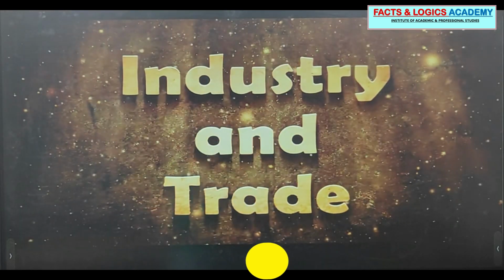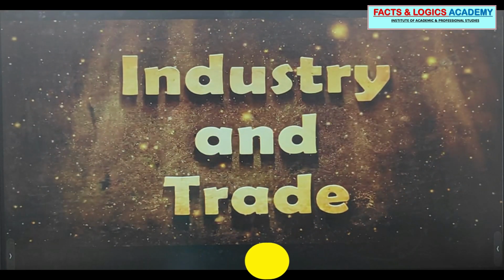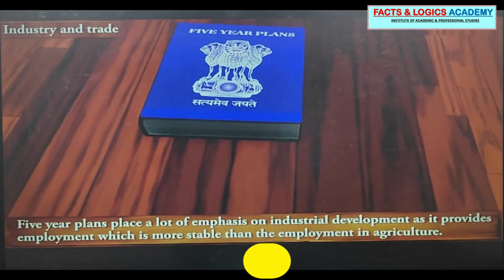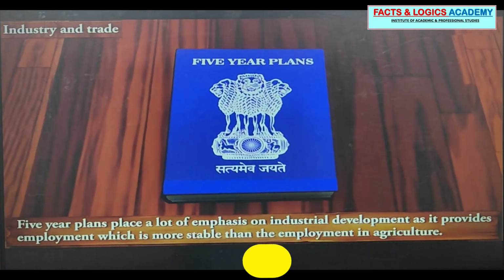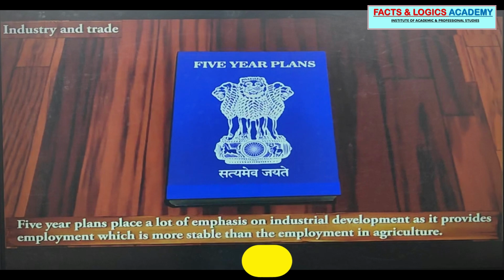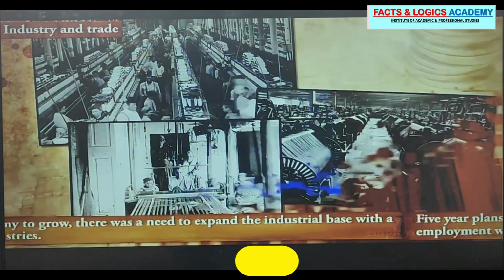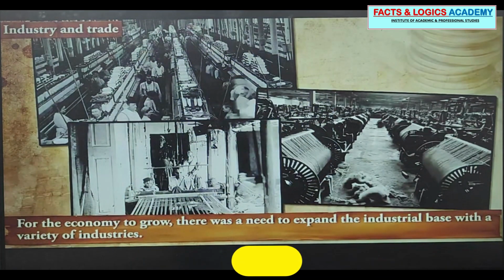Changes that have taken place in industry and trade since independence. 5 year plans place a lot of emphasis on industrial development as it provides employment which is more stable than the employment in agriculture. For the economy to grow, there was a need to expand the industrial base with a variety of industries from an already shrunken base.